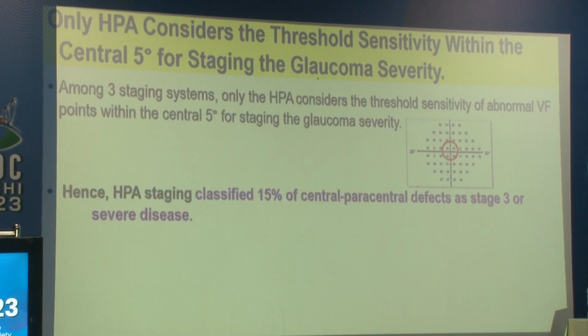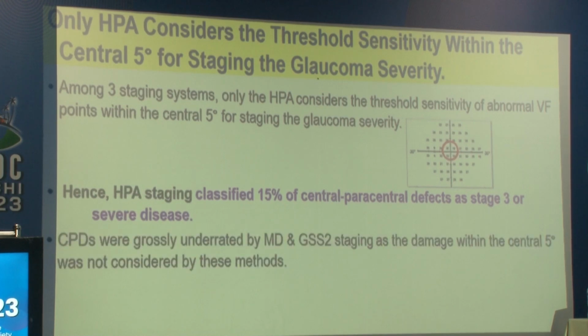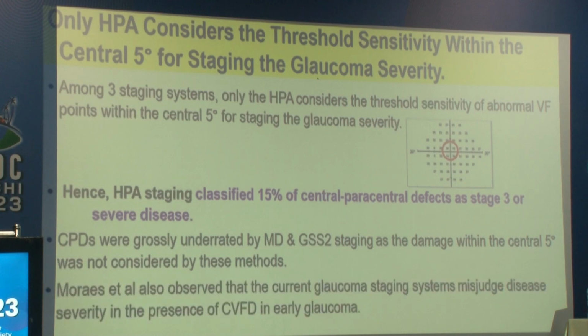Hence, HPA staging classified 15% of the central paracentral defects as stage 3 or severe disease. Central paracentral defects were grossly underrated by mean deviation staging and GSS2 staging, as damage within the central 5 degrees was not considered by these methods. Moreover, others also observed that the current glaucoma staging system misjudged disease severity in the presence of central... I have to pause for a second.